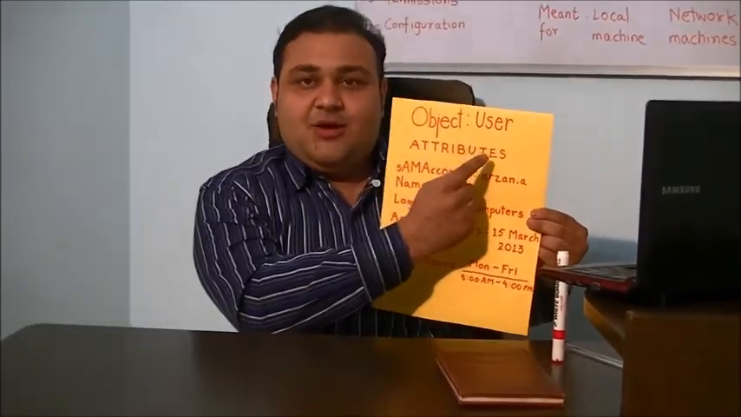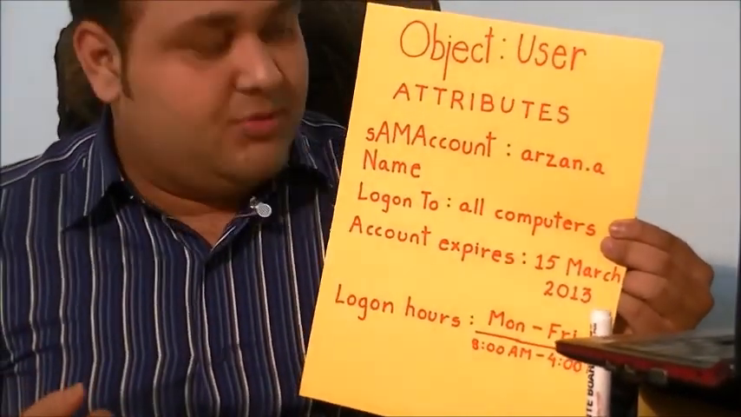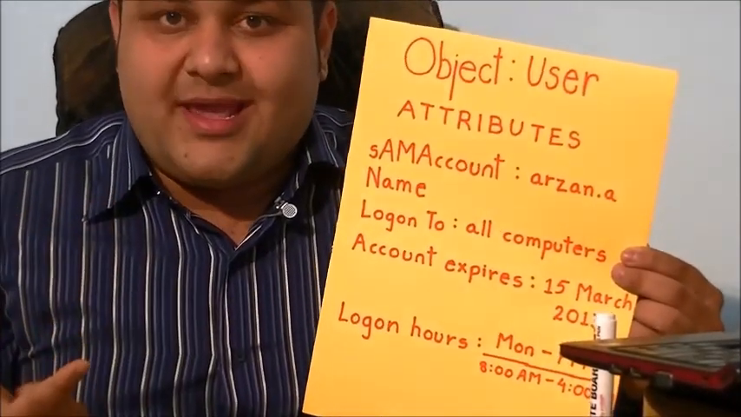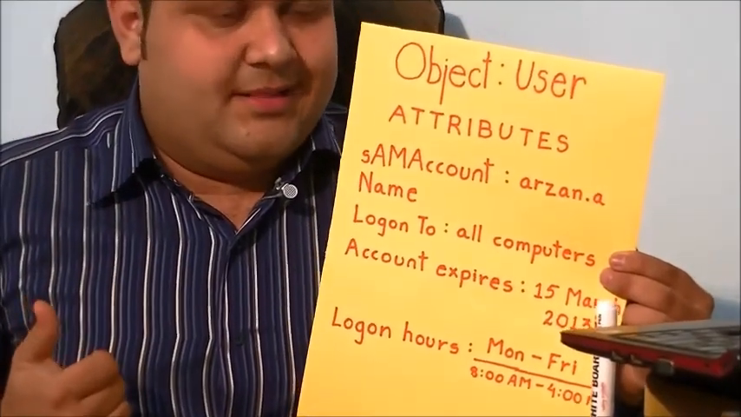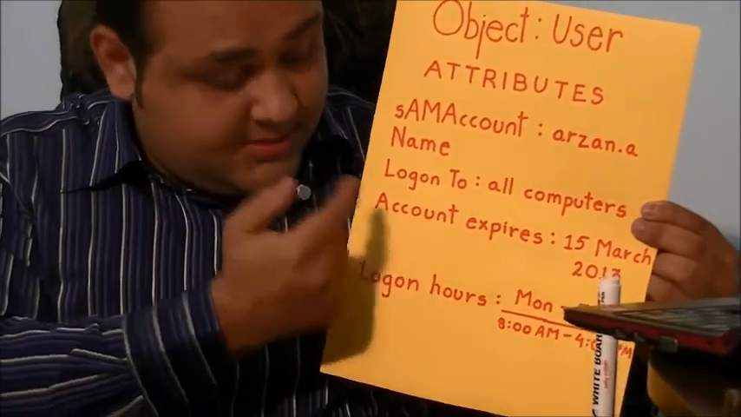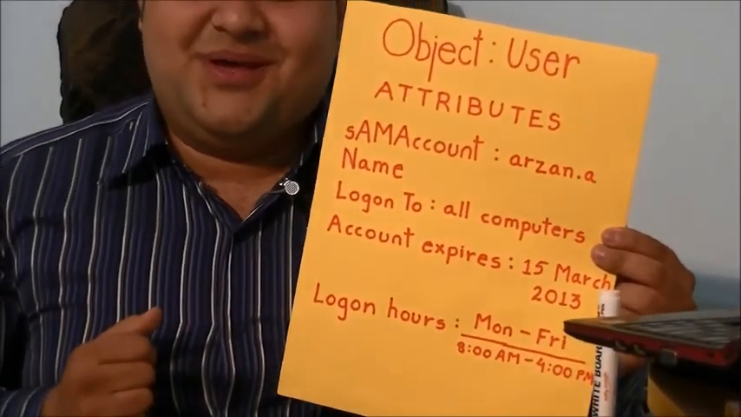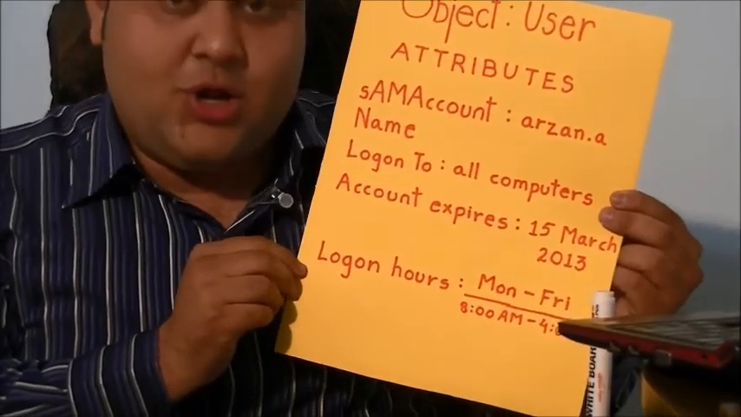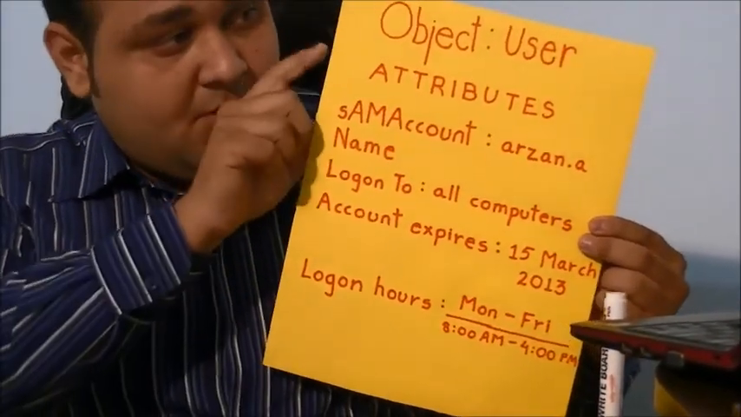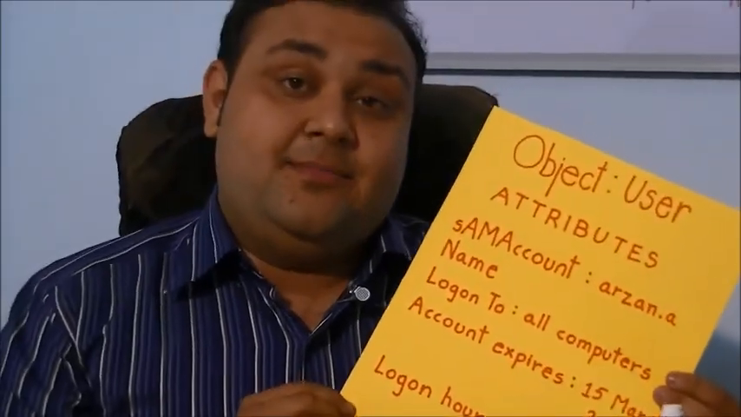Over here, user is the object, and there are certain attributes which are mentioned about the user, like SAM account name. Technically it is known as login name. We will understand that in a while. Second is log on to. Then we have account expires. This user is not going to log in any day after 15th March 2013. And the next is log on hours. It means the user can access systems holding this user account only between Monday to Friday and between 8 a.m. to 4 a.m.